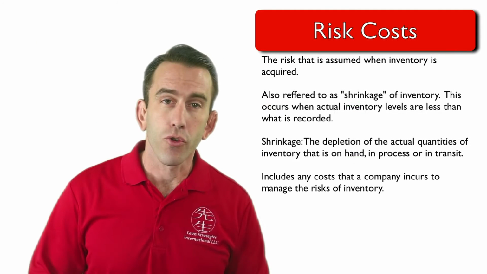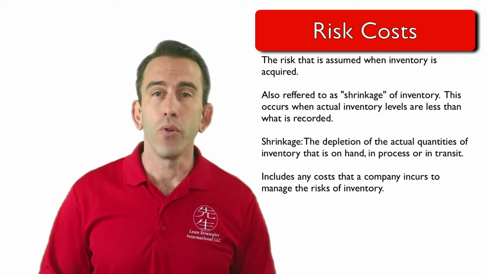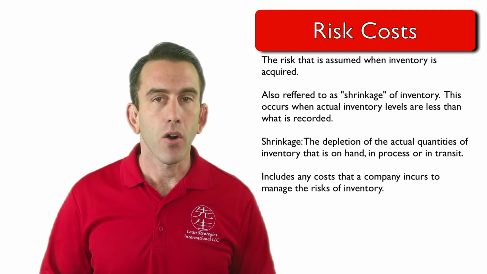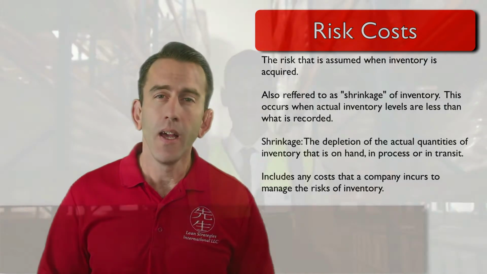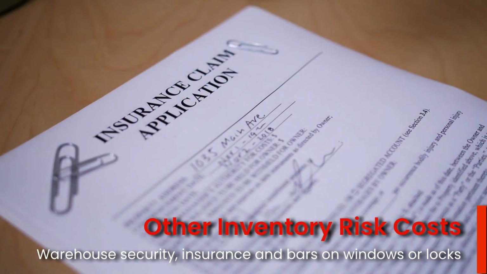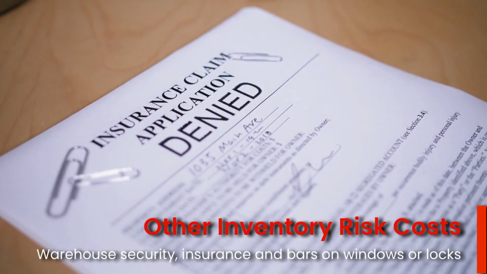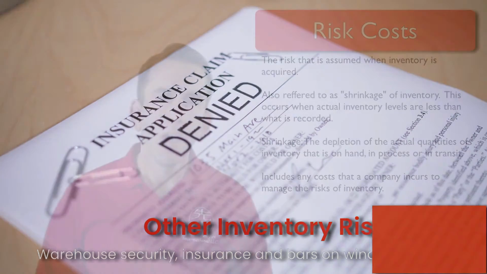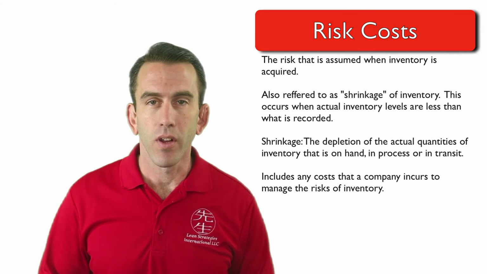In addition to shrinkage, risk costs of inventory also include any costs that a company incurs to manage the risks of their inventory. Expenses like warehouse security, insurance, and bars on windows or locks are some examples of inventory risk costs. You now know what risk costs are with relation to inventory.